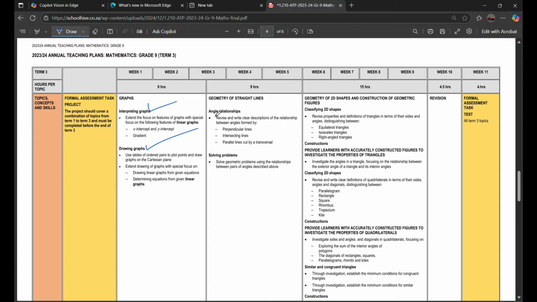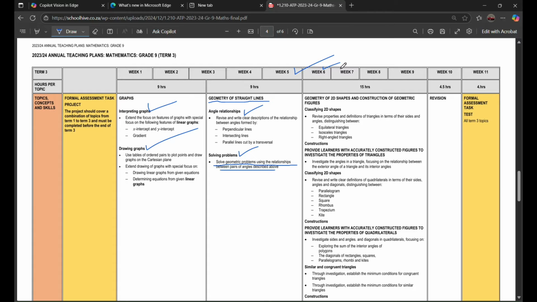Within the third to fifth week, you're going to be learning about the geometry of straight lines, the relationship of angles, and solving problems. It can be to solve geometric problems using the relationship between the pairs of angles described above.